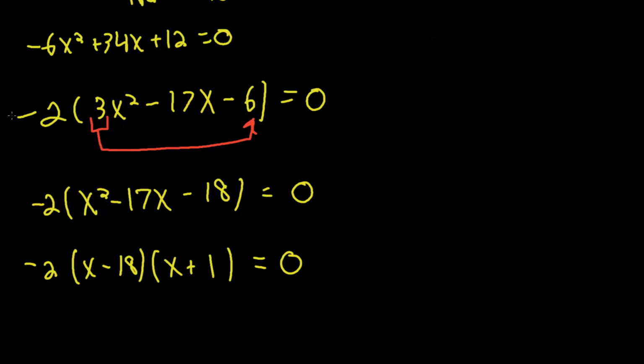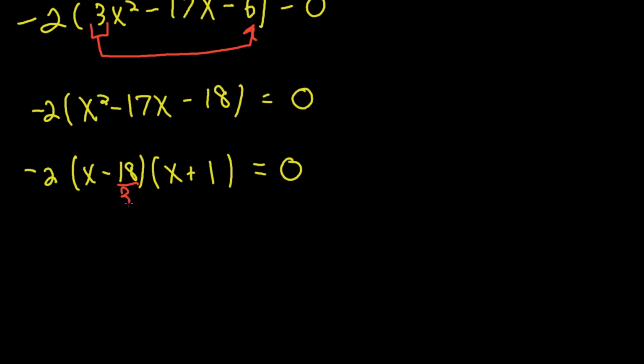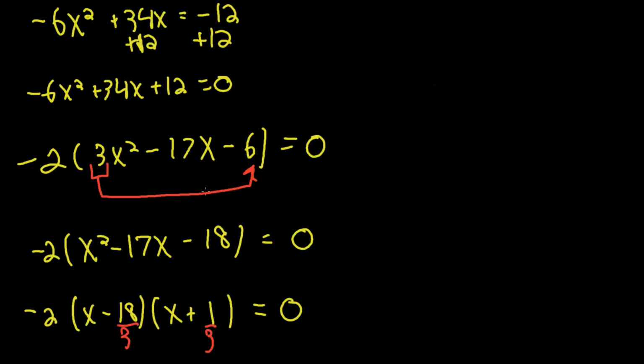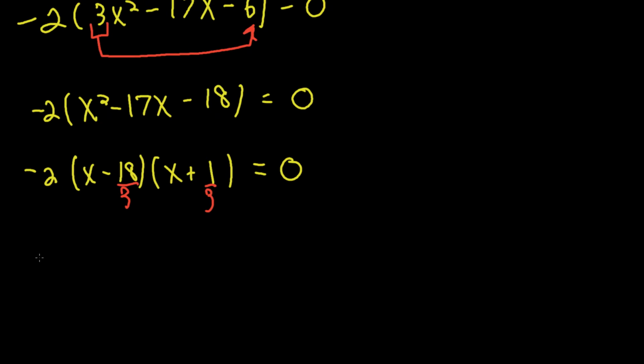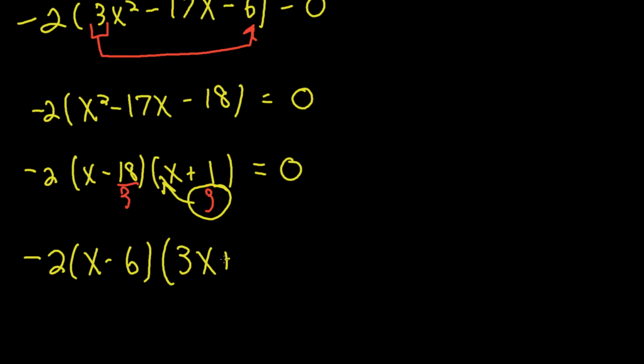I'm not done quite yet because now I have to divide these numbers by 3. The reason I'm dividing by 3 is because I have to divide and slide. The number I slide with is 3, so that is the number I have to divide with. So I get negative 2, well, I have x minus 18 over 3. 18 over 3 is just 6, so minus 6. 1 over 3 is irreducible, so what I have to do is bring the denominator 3 up in front and get 3x plus 1 equals 0.